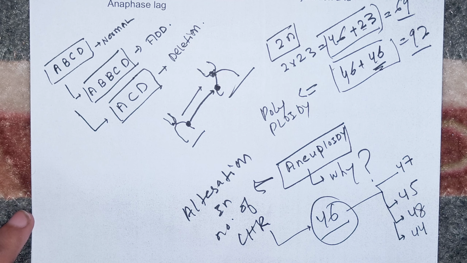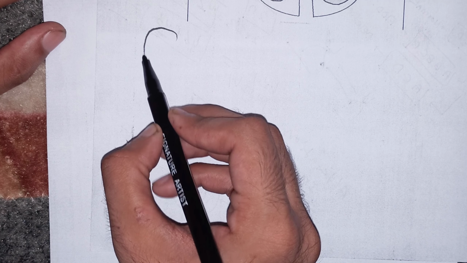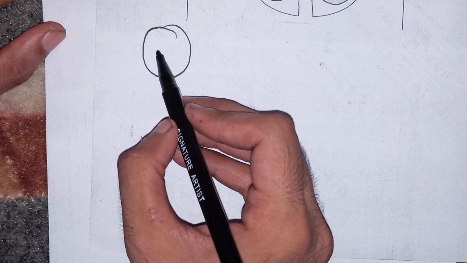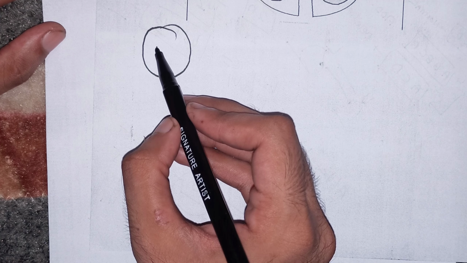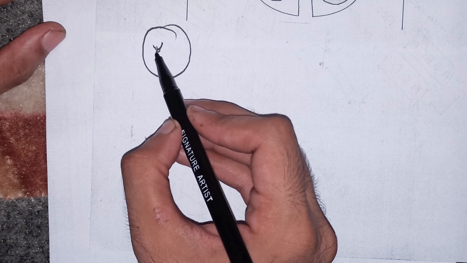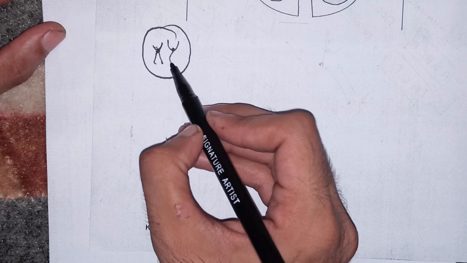Now on the very next slide I will explain what is the cause behind aneuploidy and what are the types of aneuploidy. To better understand the cause of aneuploidy, you first need to understand normal meiosis. What happens in meiosis? Consider this is the main cell, and suppose there are two chromosomes present inside it. This is chromosome number 1, this is chromosome number 2.